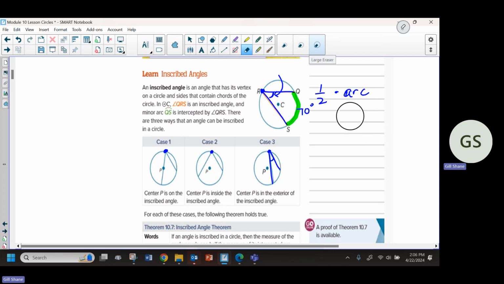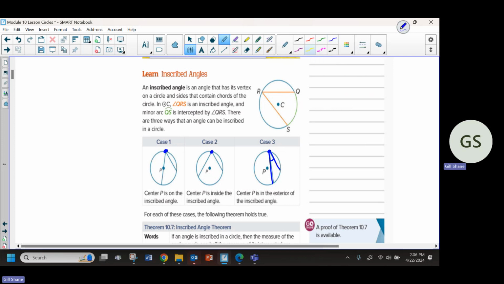Well, the opposite formula would be, what if I knew the angle and not the arc, and I wanted to find the arc? Let's just use the same numbers. If that was 35 degrees, and I wanted to find the arc, I would have to multiply it times 2. 70 degrees. Okay, that's the relationship. The measure of the angle equals the arc divided by 2. And if we multiply both sides by 2, then we get that the arc is equal to 2 times the angle.